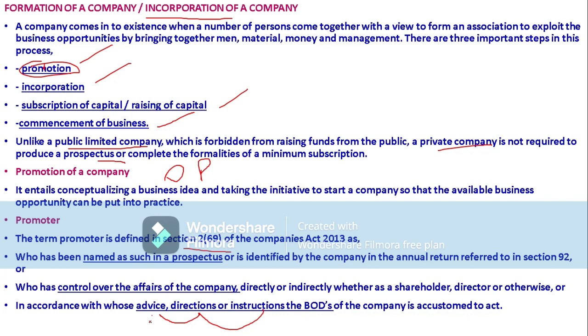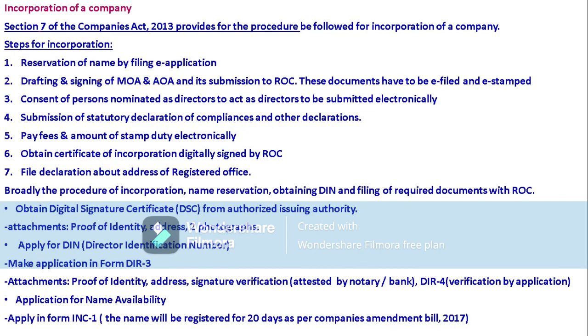So the next aspect is incorporation. What does incorporation or registration mean? The registration of a company is a legal recognition given to the body corporate under the company law. The procedure for registration has been clearly stated in Section 7 of the Companies Act 2013, which has to be followed by every company. This provision clearly lays down the requirements for the incorporation of a company.